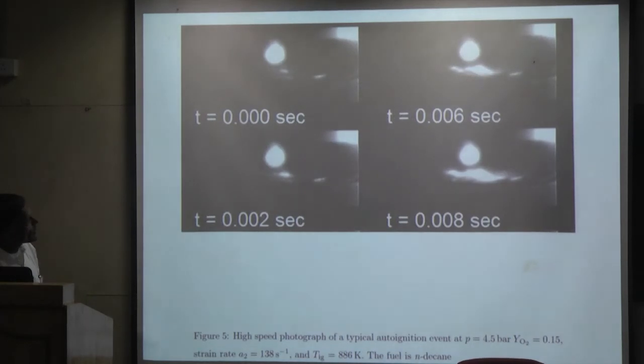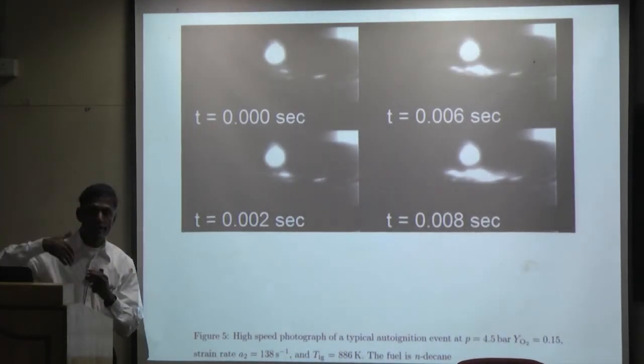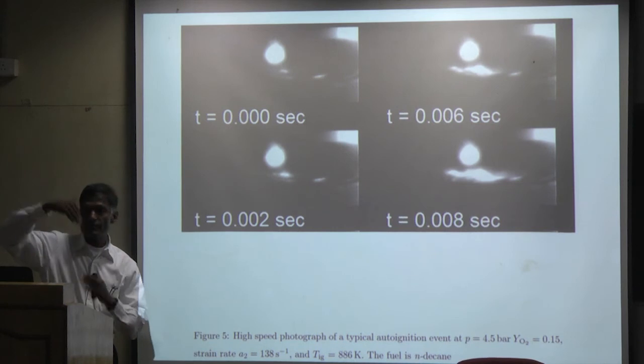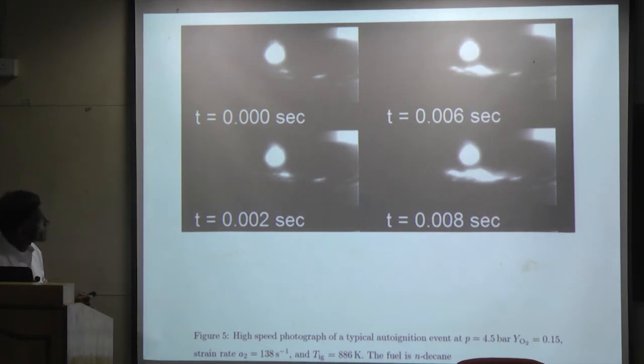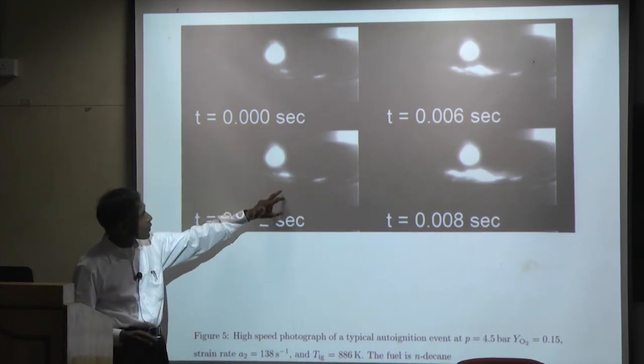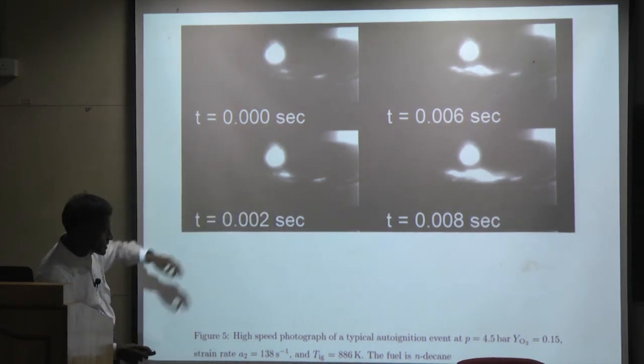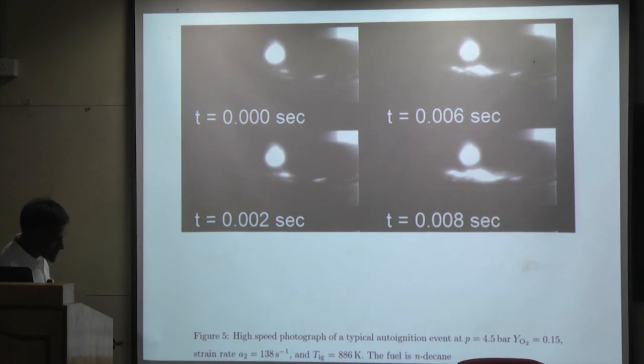The next thing I want to show you is autoignition. Now we heat the air from the top and ignite it. These are autoignition experiments. What we have here is an autoignition event. This is normal decane at a pressure of 4.5 bars, close to 5 bars. The air that is coming in from the top is at 886 Kelvin. The fuel is normal decane.